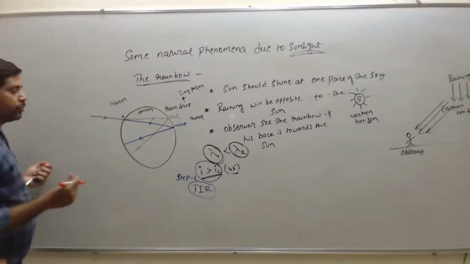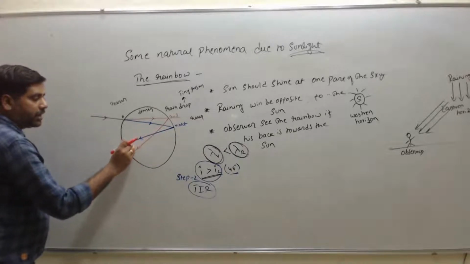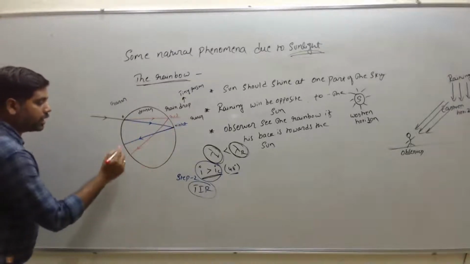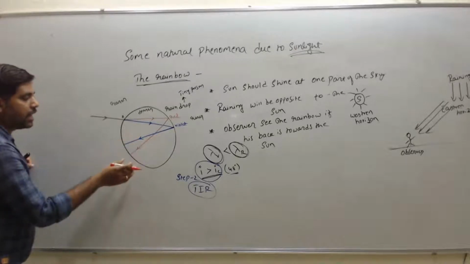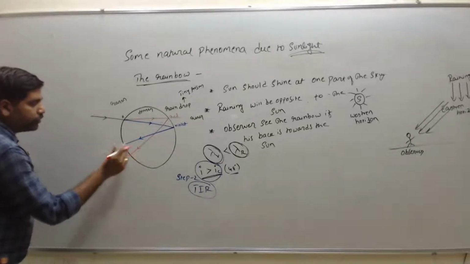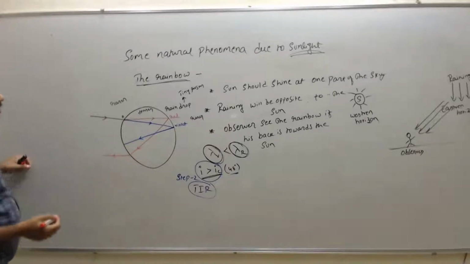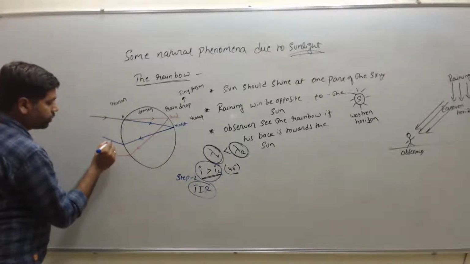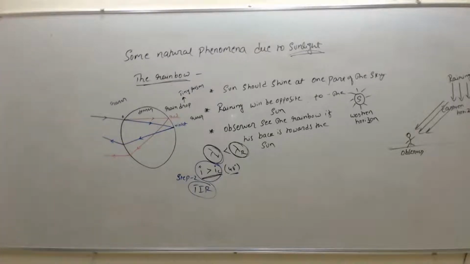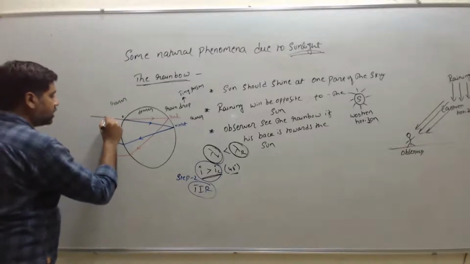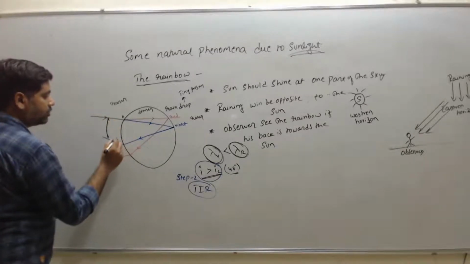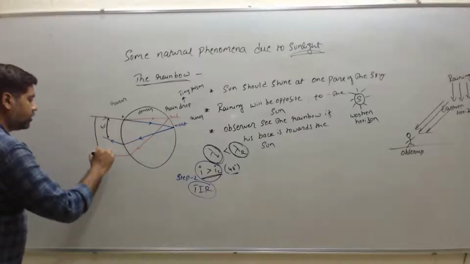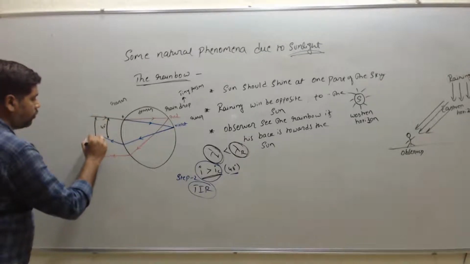Next, in the third step, the totally internally reflected rays are again incident onto this surface, and here also refraction takes place and they get deviated. That is, from denser to rarer medium, so it bends away from the normal, like this. If we measure the angle between the incident light and the violet light, it is 40 degrees, and between the incident light and the red light, it is 42 degrees.